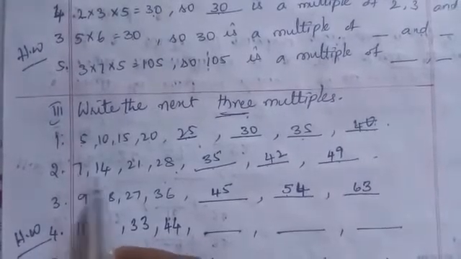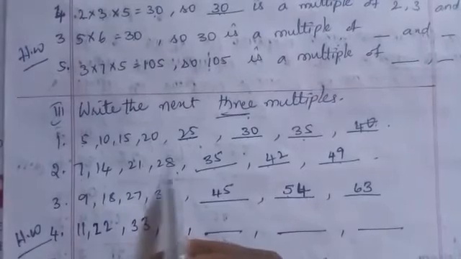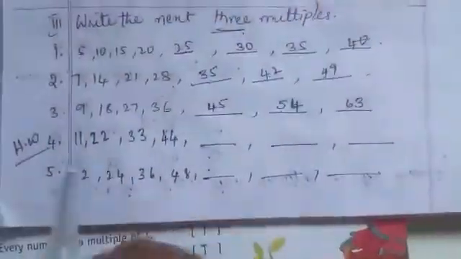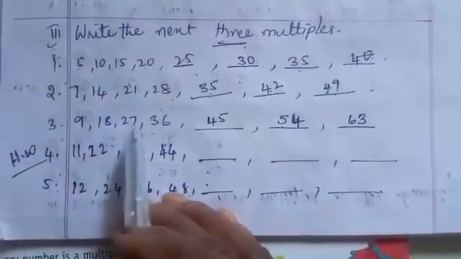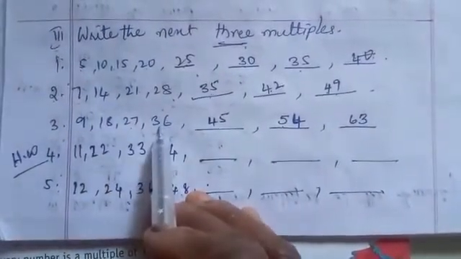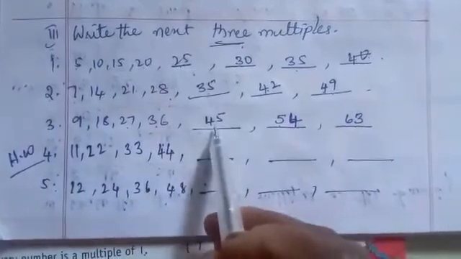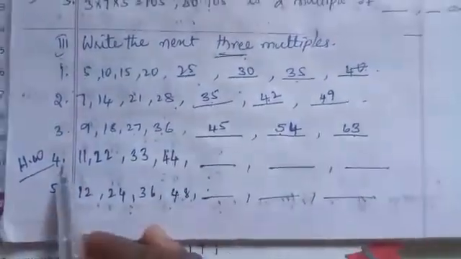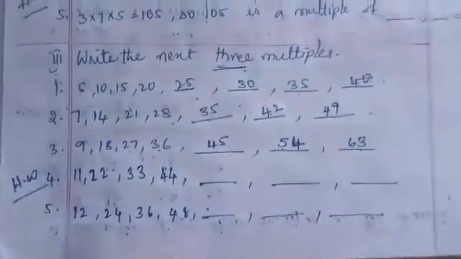Now second one is, what multiples are these? 7 multiples. 7, 14, 21, 28, 35, 42, 49. Then third sum is 9, 18, 27, 36. After 36 it is 45, 54, 63. 4 and 5 are for homework, children.